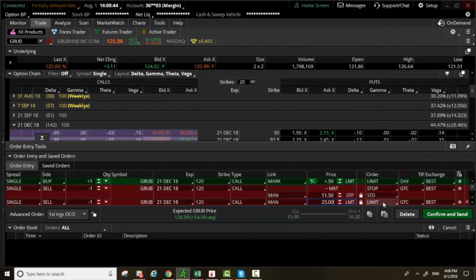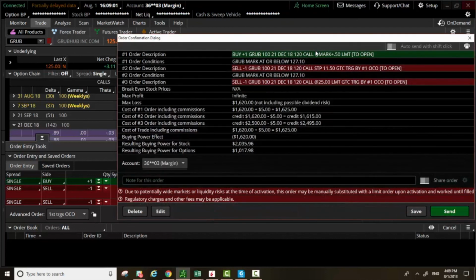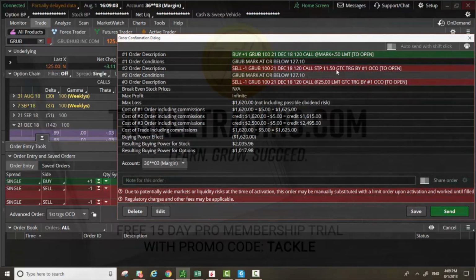So this way we've set up our exit plans, we've set up our targets, and we've used good exit plans to get out. We're going to get out if we lose 30% of the option value. There's lots of other ways to do this, but this is one of the easier ways to do this. So click confirm and send, and this order will go in.